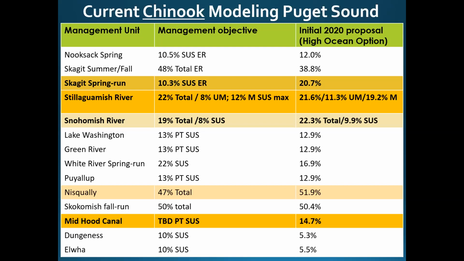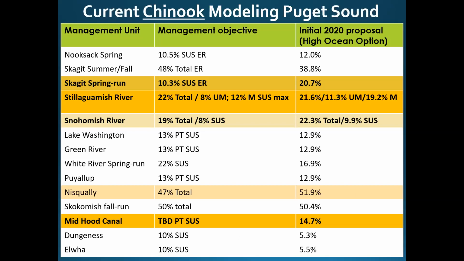Another stock that Mark and David had mentioned as potentially being constraining this year is Mid-Hood Canal. For that one, right now we're in negotiations with our co-managers on a management objective. But from our initial 2020 fisheries proposal in the high ocean option, we can see we're at 14.7%, which we think is likely to be a few percentage points higher than what our objective will land out to be.